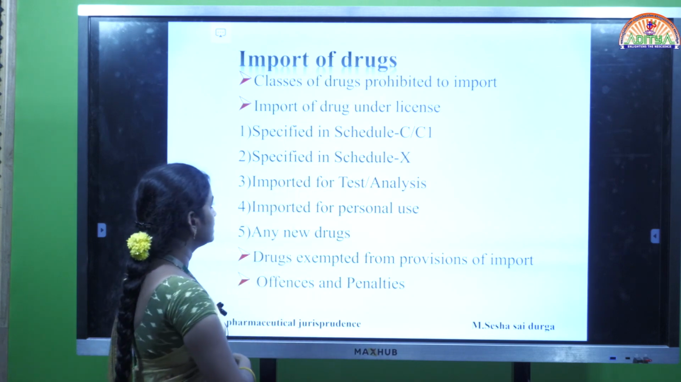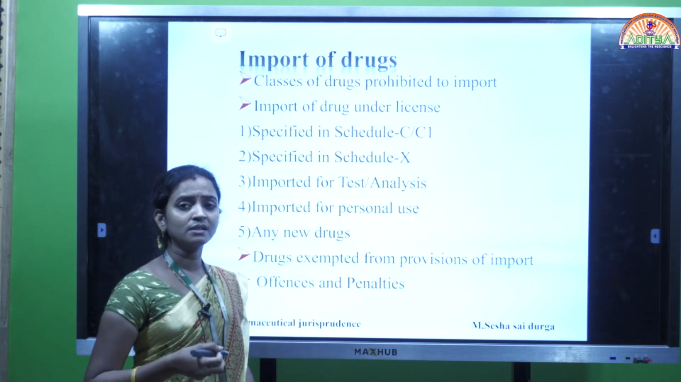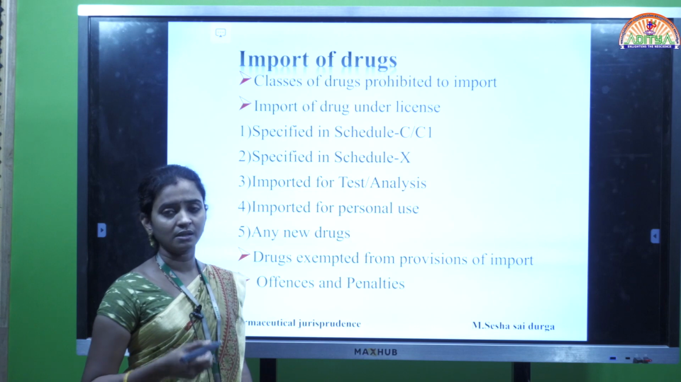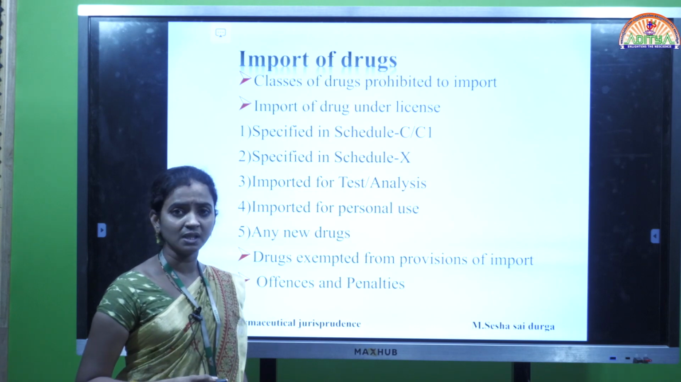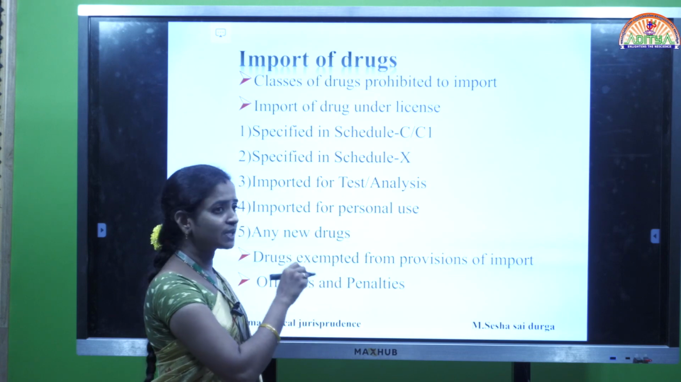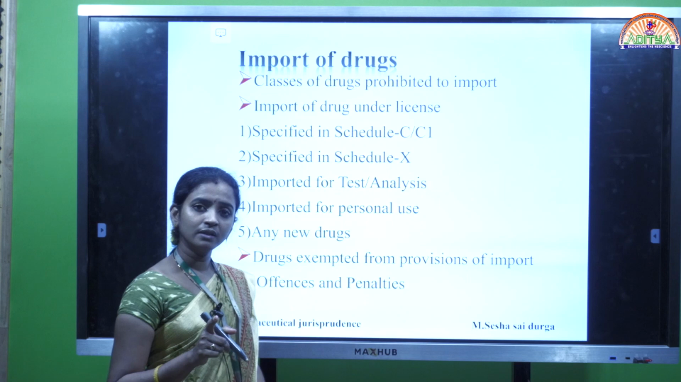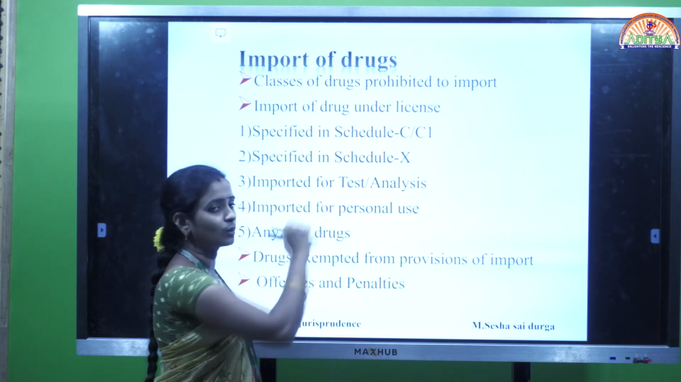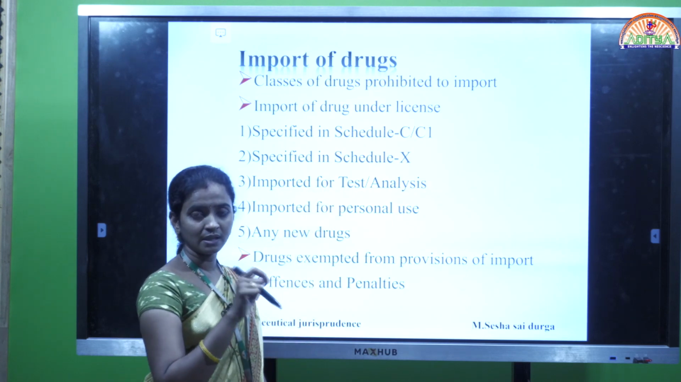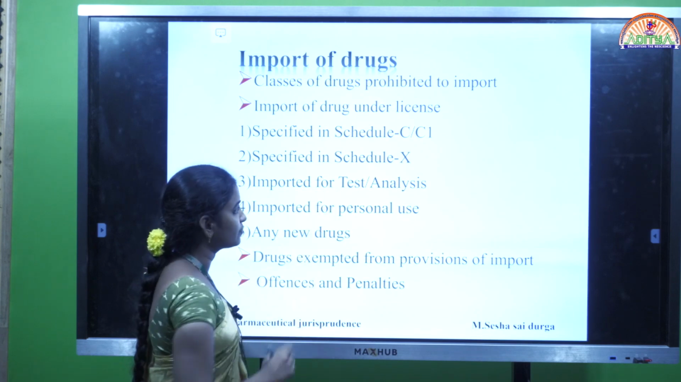And next one, specified in schedule X. X means these are the narcotic substances. Narcotic and psychotropic substances are included under schedule X. So these substances also we can import from other countries, but with the license only. First, an approval license should be obtained, then we can import these types of drugs.